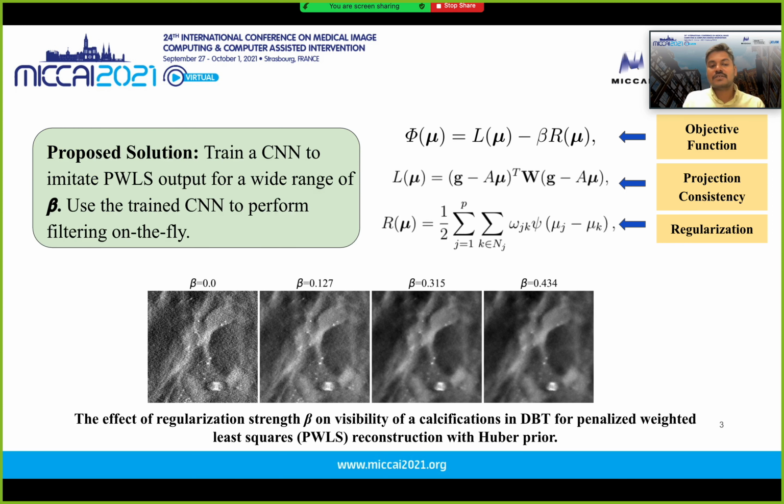For this purpose, we propose a CNN based model. The CNN is trained to imitate the output of a PWLS algorithm for a wide range of beta. The trained CNN can then be used by the practitioner to instantly change the image quality.